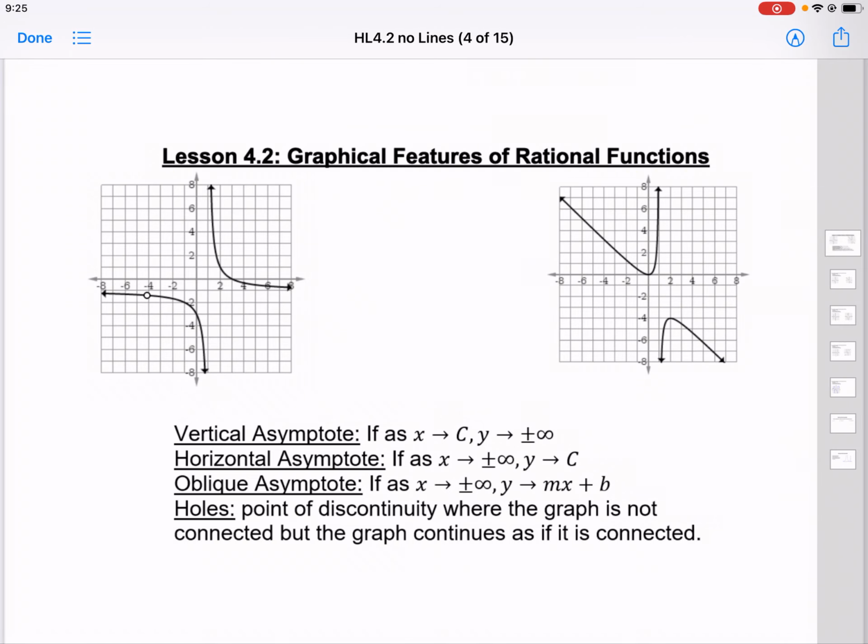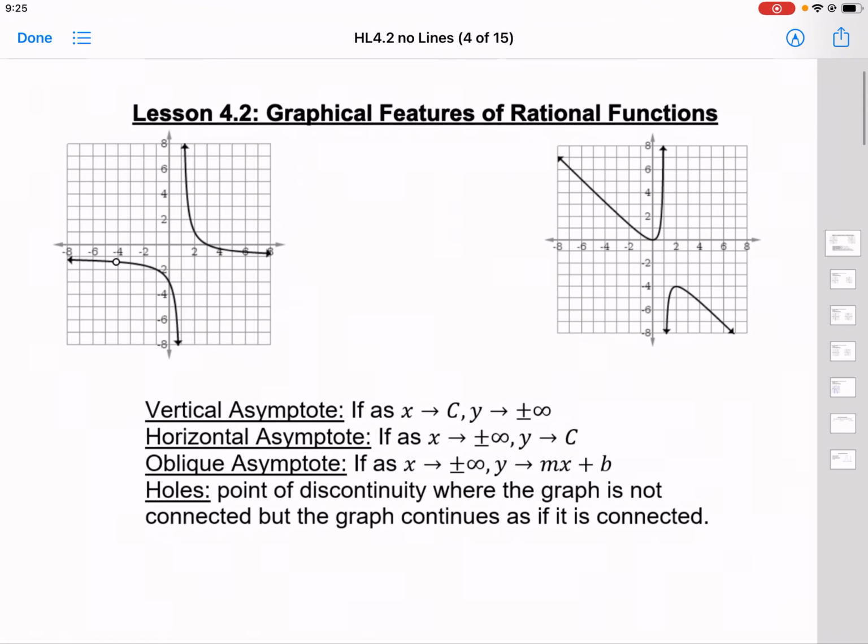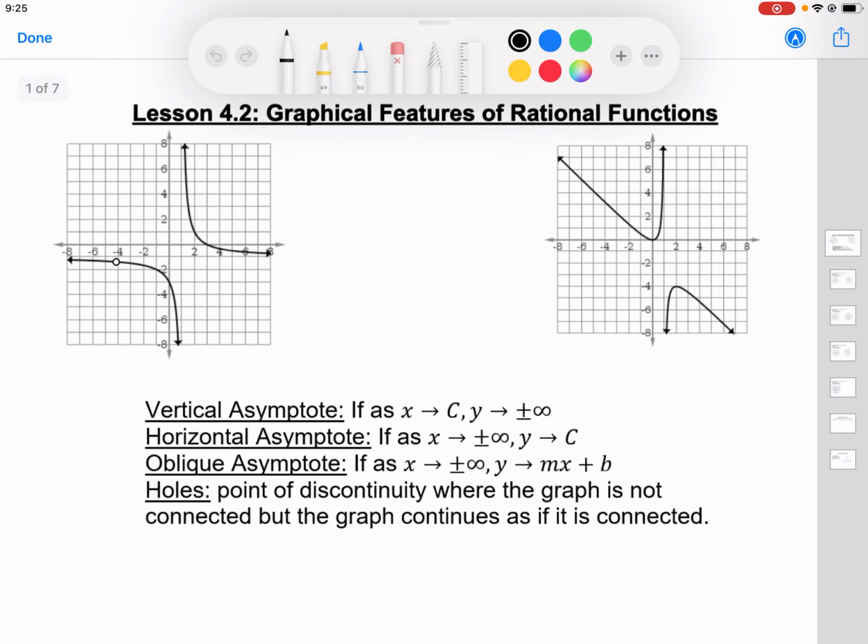So all we're doing in 4.2 is talking about graphical features of rational functions because we're going to eventually be graphing them. And here are the big key things. So a vertical asymptote is an asymptote that's going vertically, obviously. So as x is approaching some number c, I'm going to show you in this picture. If I highlight right here, this is a vertical asymptote. The y's will be approaching either infinity or negative infinity.